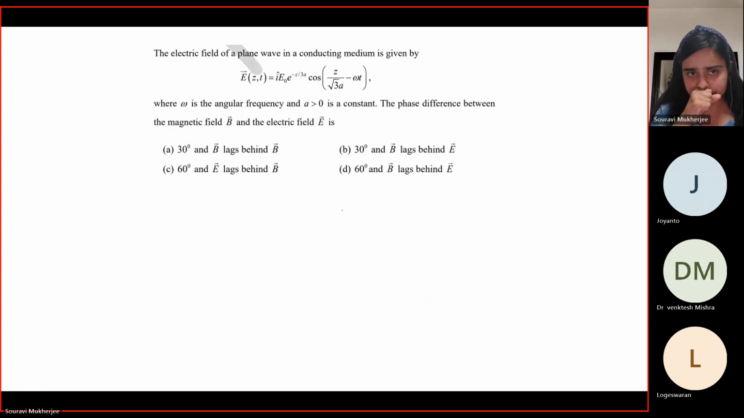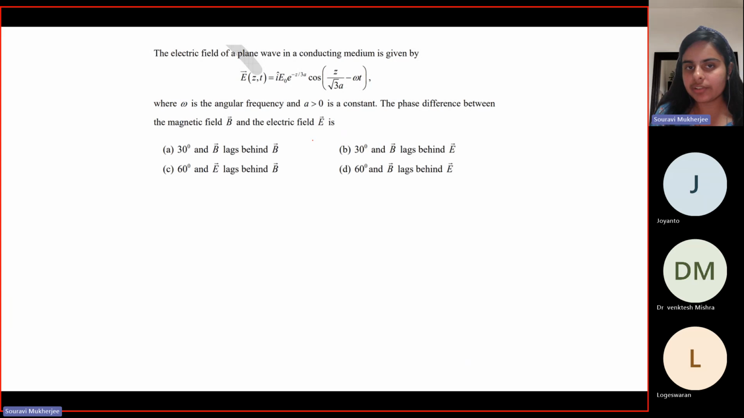Now, this is another question which says that the electric field of a plane wave in a conducting medium is given. Omega is the angular frequency, A is some positive constant. You have to find the phase difference between B and E.